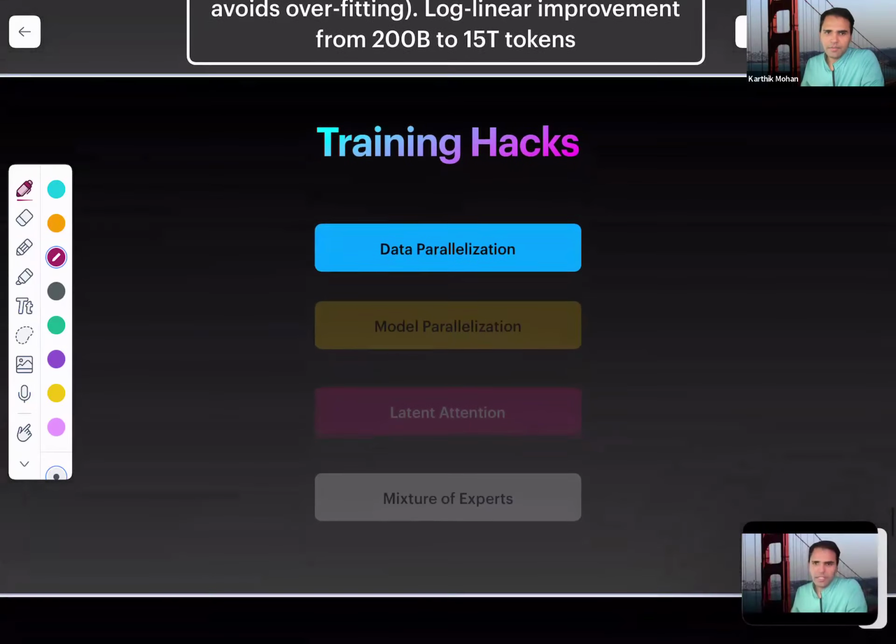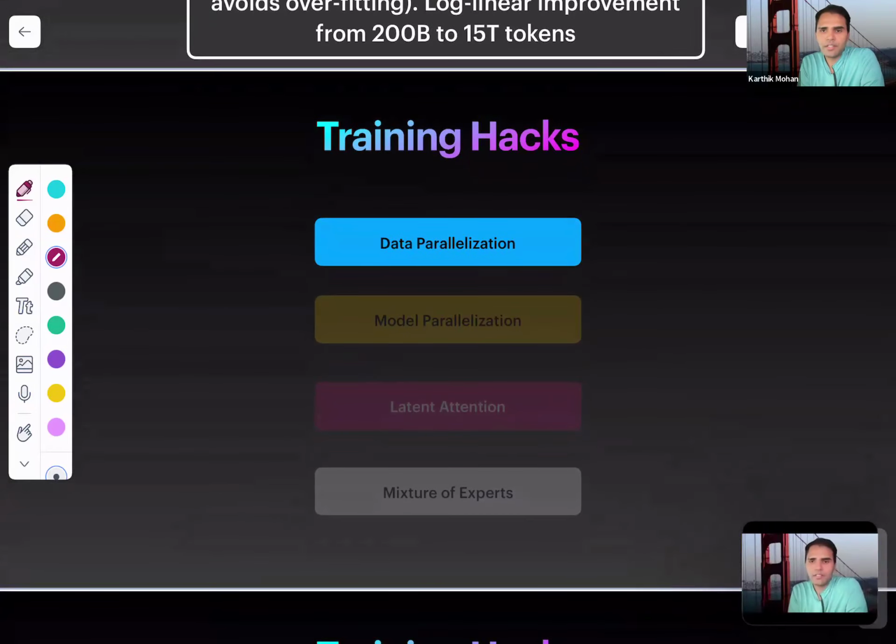Okay, so we spoke about some parallelization earlier. So let's look at some training hacks. I would say these are hacks, but these are probably also necessary in some sense. One is data parallelization, the second is model parallelization. Then DeepSeek also brought in latent attention, and then there's also a mixture of experts, right?